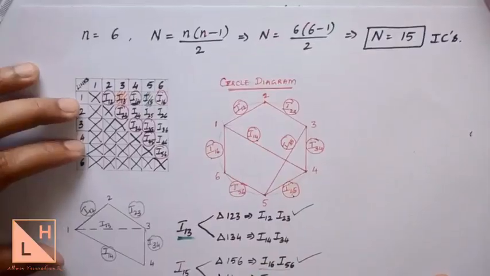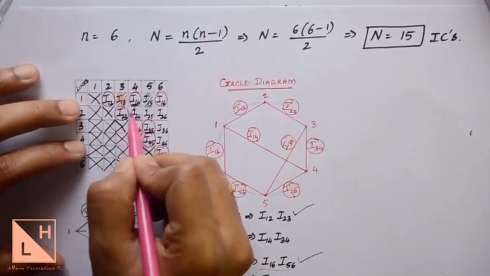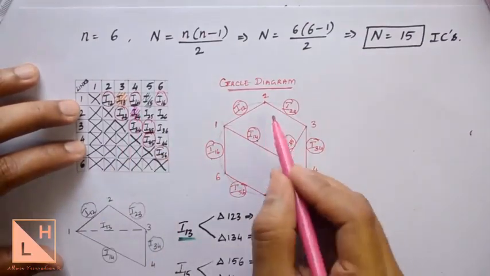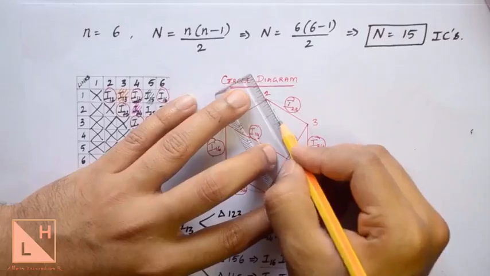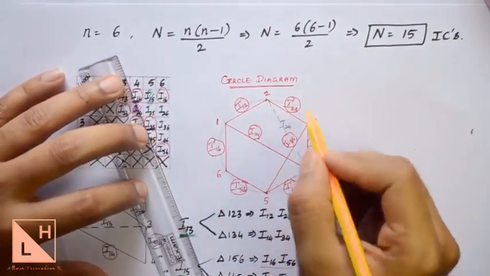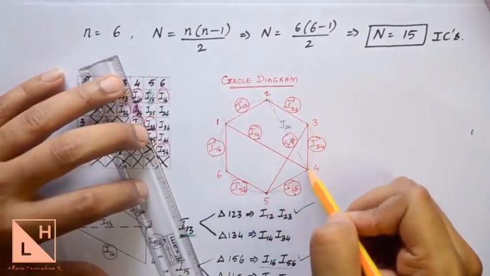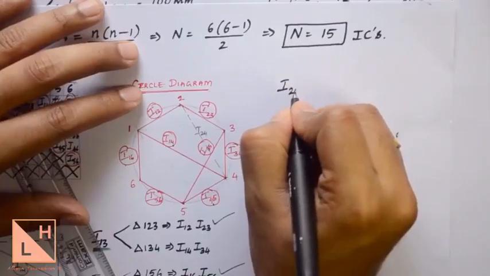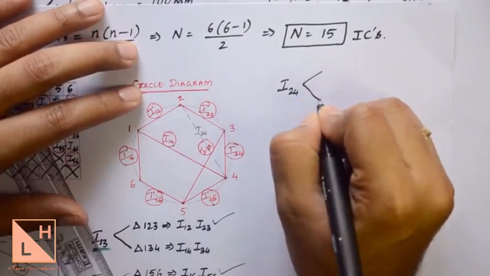You can erase this and use the same circle diagram for the next IC to be found in the mechanism drawing. So the next IC to be found here is I24, right? In order to get I24, connect the points 2 to 4, and when you do so, this will form two triangles, 2, 3, 4 and 1, 2, 4. I24.